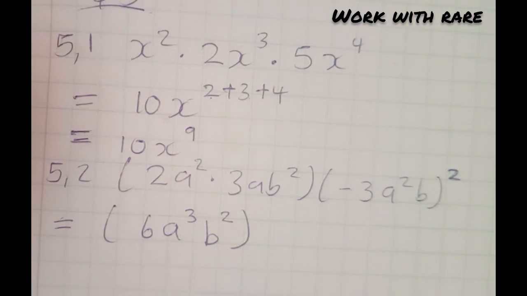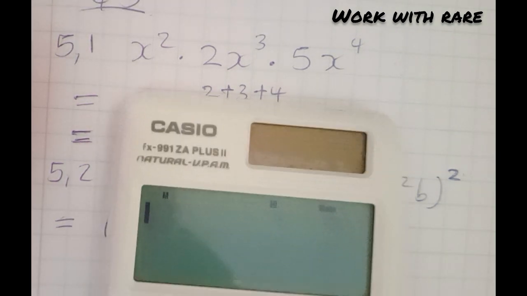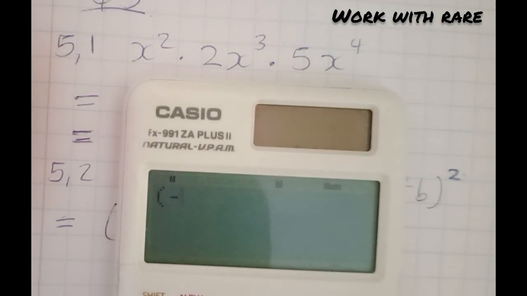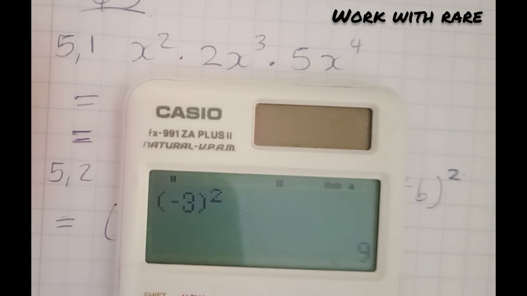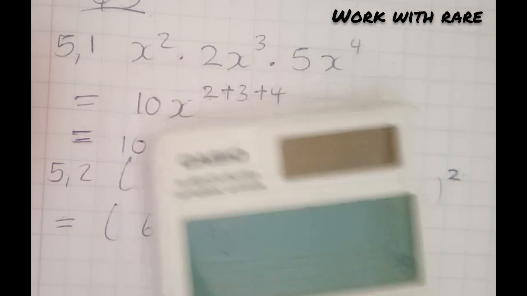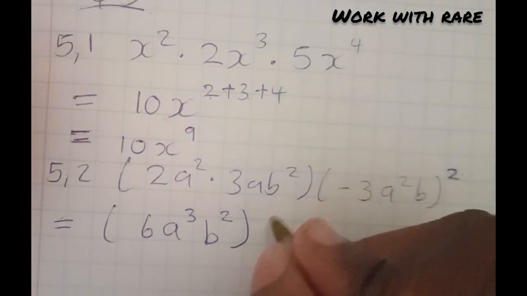Okay, so for our second bracket, remember now we have to the exponent 2 here. So we'll say negative 3 to the exponent 2 is how much? Remember, it's negative 3. So to be safe, put it in brackets and say negative 3 square. You see, it's positive 9, the answer. Okay, so here you will write 9.